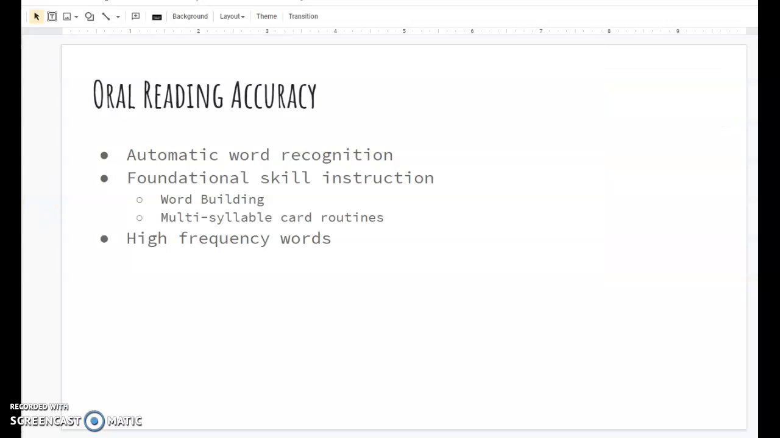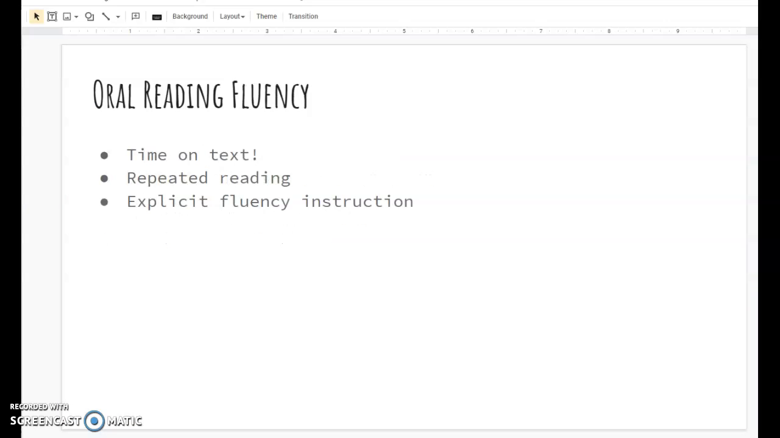So I have a slide for accuracy. I'm going to skip over that one because that's not a hurdle I need to jump. Let's look at oral reading fluency. How can we strengthen this? Time on text, repeated reading, and explicit fluency instruction. If you find in your data that your students are demonstrating a need for strengthened oral reading fluency instruction, I encourage you to find the fluency instruction video and watch that next as your self-directed study. Let's keep going.